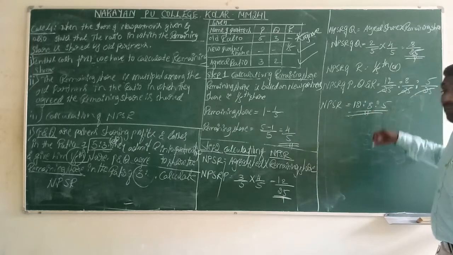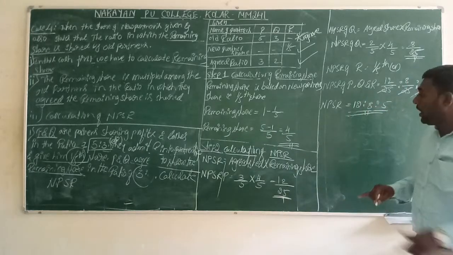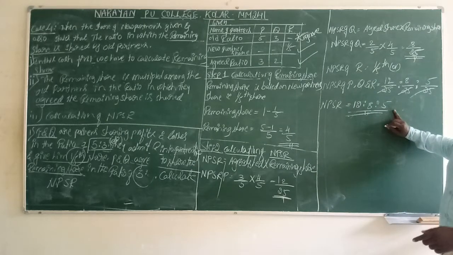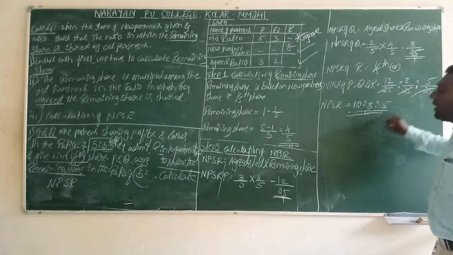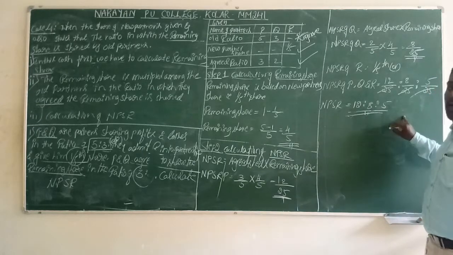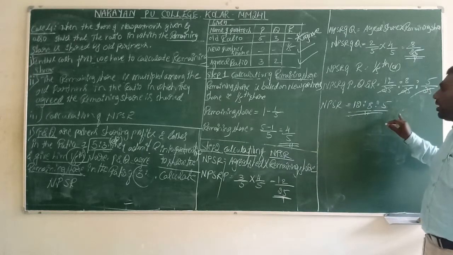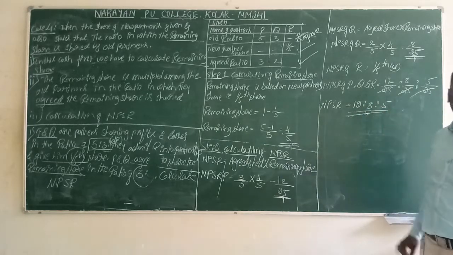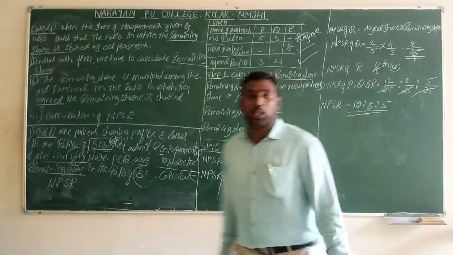If two of these are divisible by one number, but the third is not divisible, then this value will be kept as the new profit sharing ratio of all partners. That is, P, Q and R will share future profits in the ratio 12 is to 8 is to 5. This will be considered as the new profit sharing ratio.